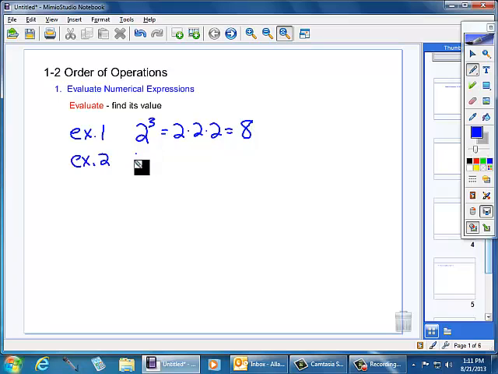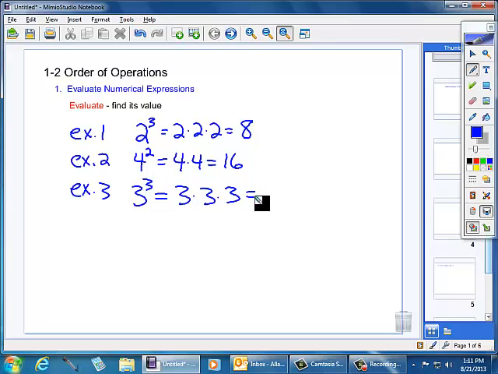Next, 4 to the power of 2 is not 8. It is 4 times 4, which is 16. Example 3. Another common mistake one. Yes, I see 9 for this many times, but it is not 9. It is, in fact, 3 times 3 times 3, which is 27. Right on.